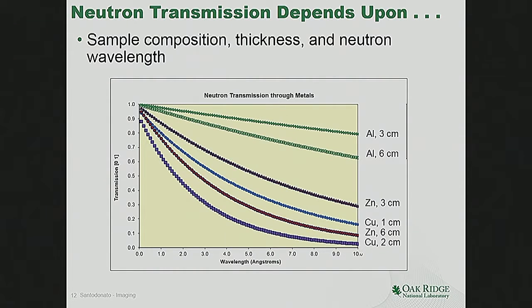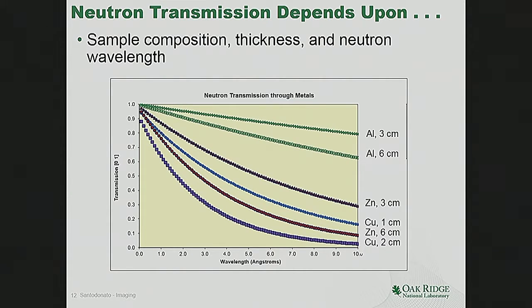The other things to consider, neutron transmission depends upon the sample composition, thickness, and neutron wavelength as well. So here's just transmission versus wavelength. Shows you that basically the long wavelengths or the slower neutrons are more attenuated. The transmission is less. And you can think of it, the simple way to think of it, if the neutron's going by the nuclei fast, there's a less chance it's going to get captured.